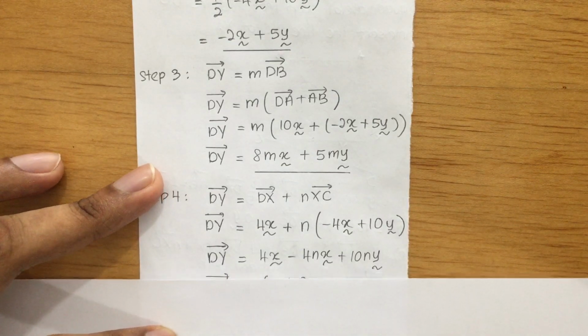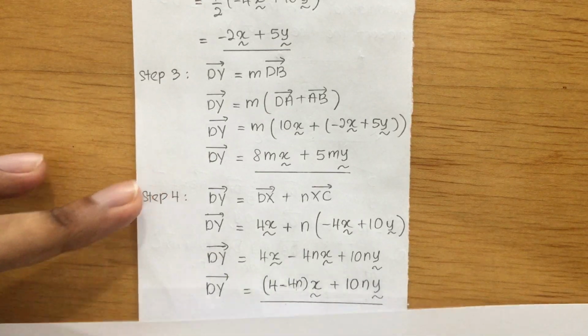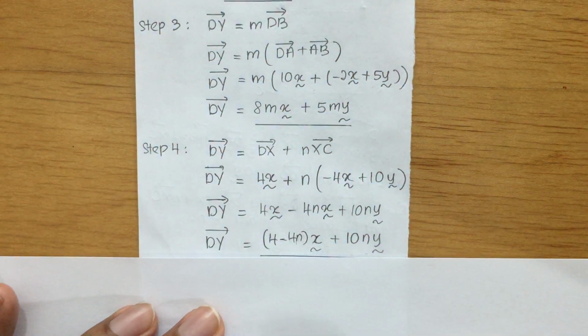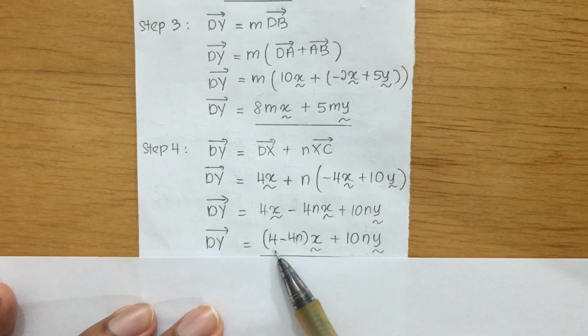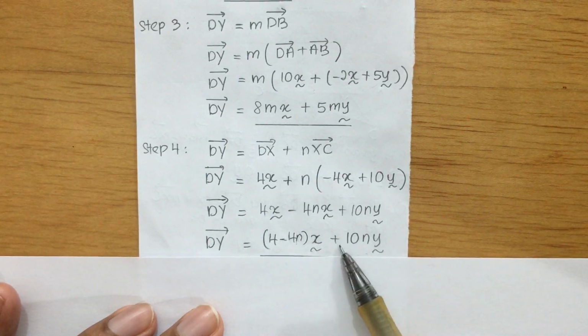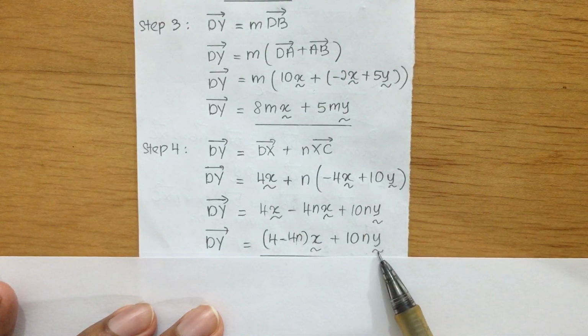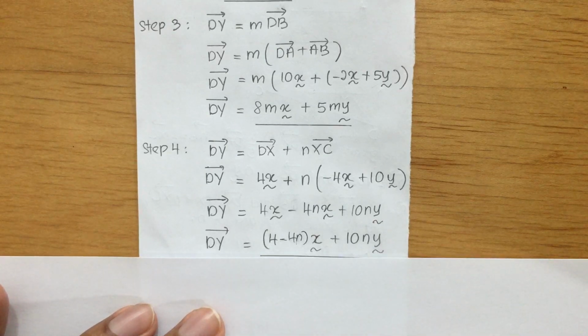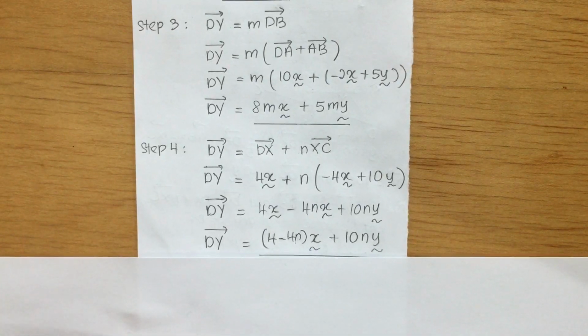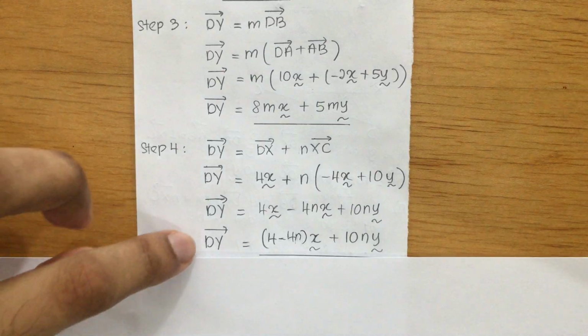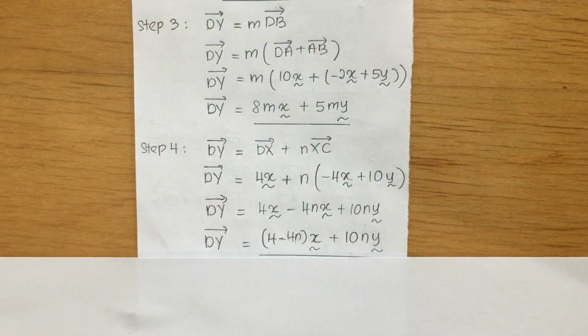Continue to the next step. So this is the expression that I mentioned just now: 4 minus 4n in a bracket x plus 10n component y. So this is your second expression of vector DY. As you can see over here, you have two expressions of vector DY.